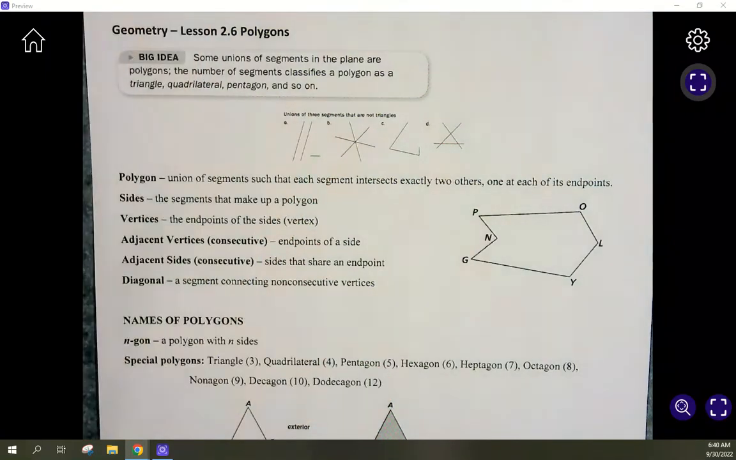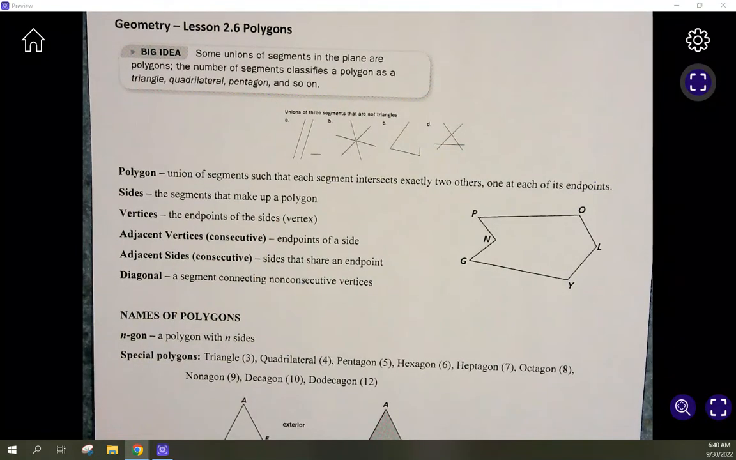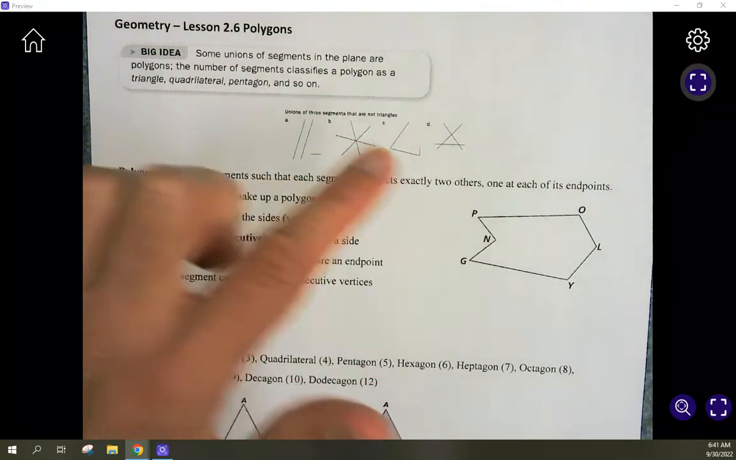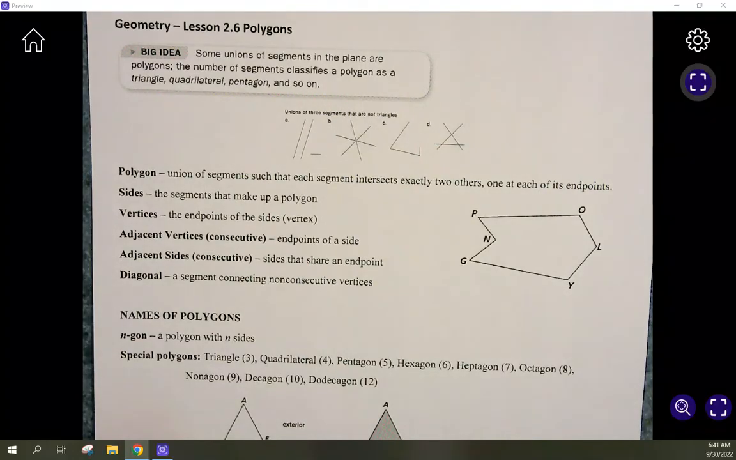So I've started off the notes here with some things that are not polygons. And these all are unions of three segments or three lines. And so if I asked you to come up with the definition of a triangle, you might say a three-sided shape, but shape is probably not well defined. You might even say the union of three segments. Okay, but that's still not specific enough, even though you're starting to be on the right track. All four of these are unions of three segments that are not triangles.